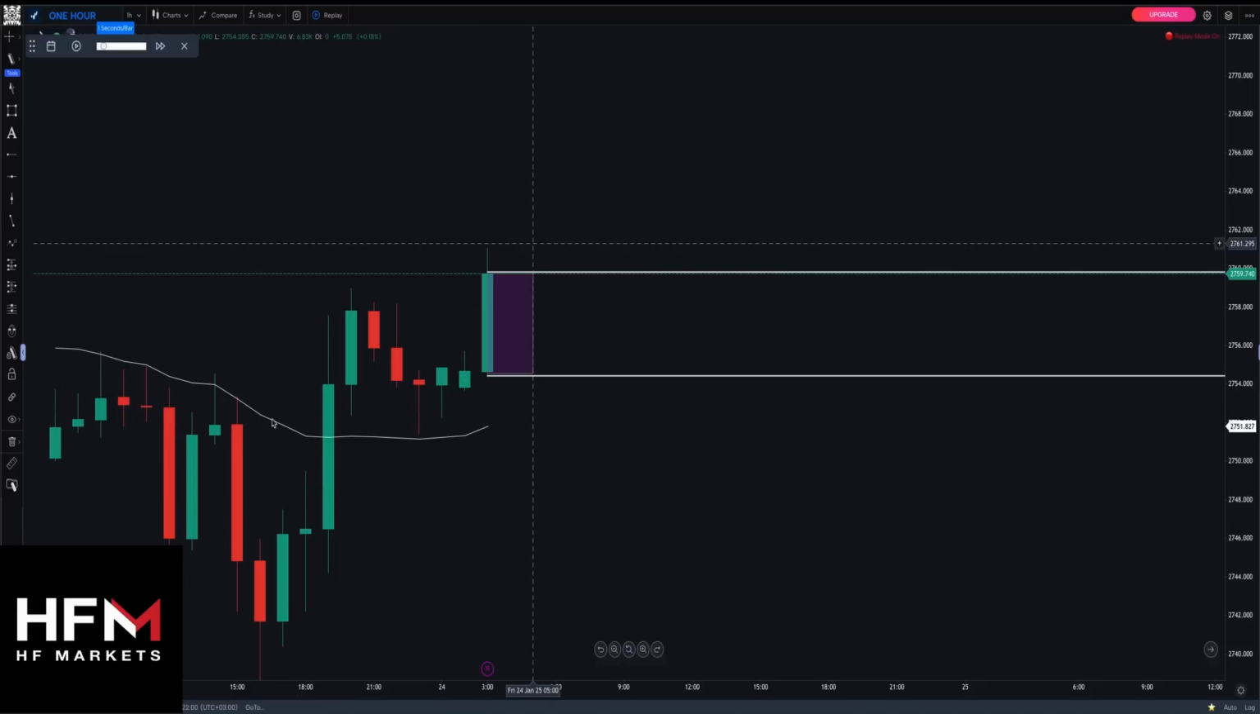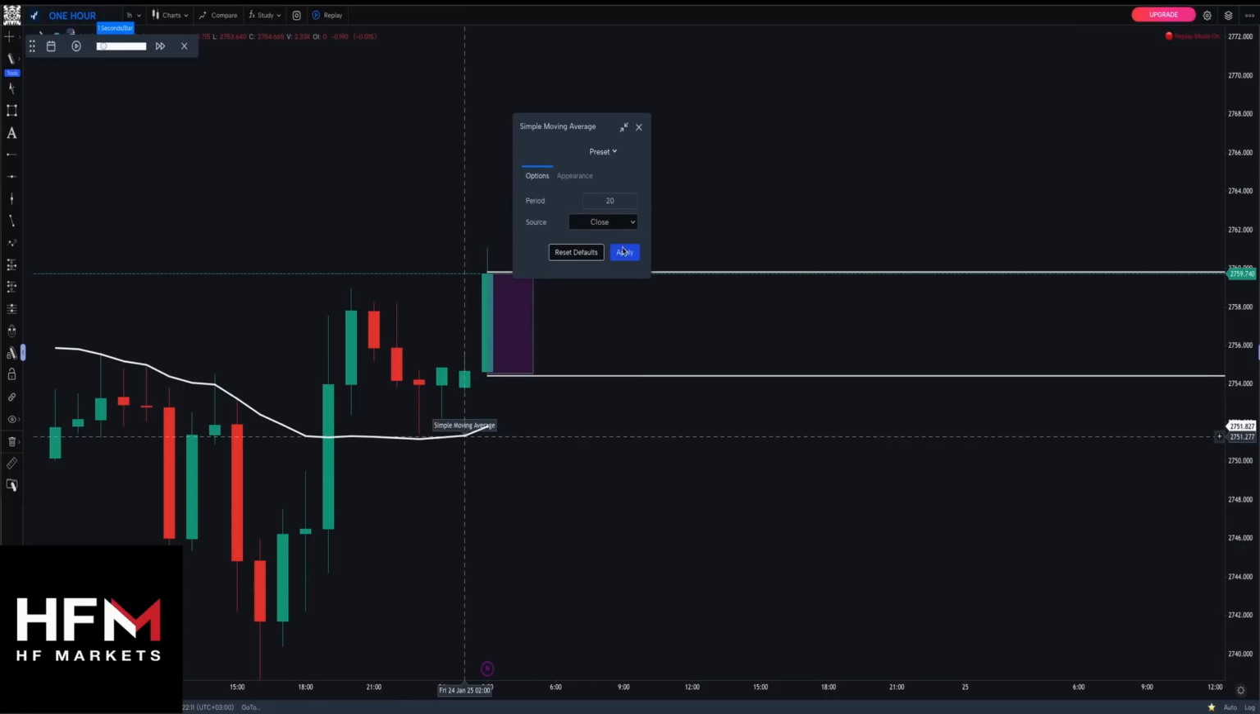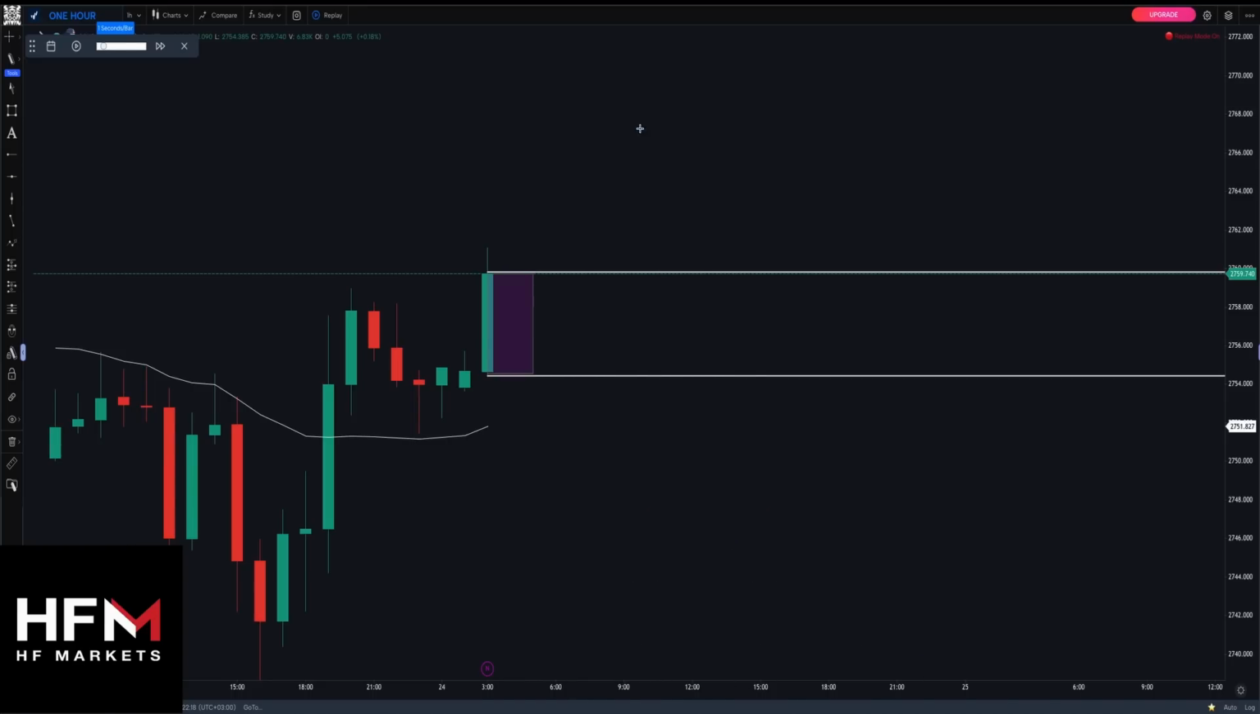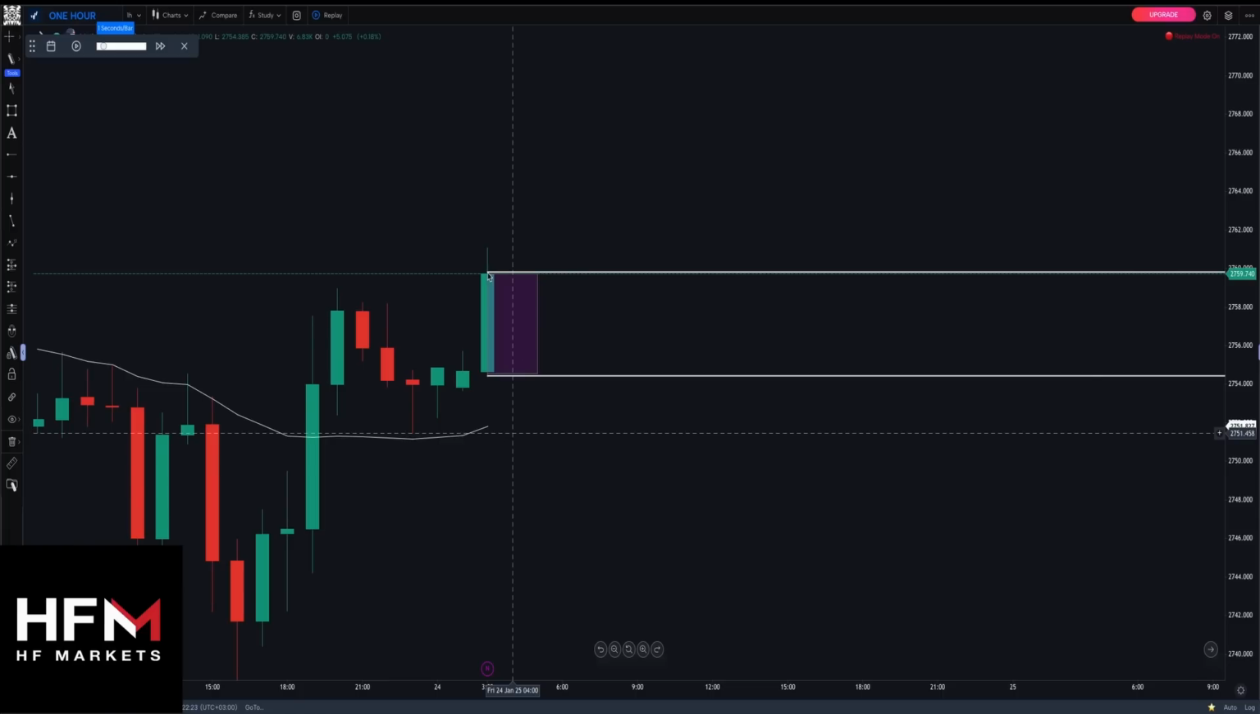So you want to wait for the candles to be above the 20-period moving average, as you can see right here, okay? This is a 20-period moving average. Let me just show you that. You can see this is a 20-period moving average. Make sure it's on your chart to help you understand where the trend of the market is at the moment, okay?